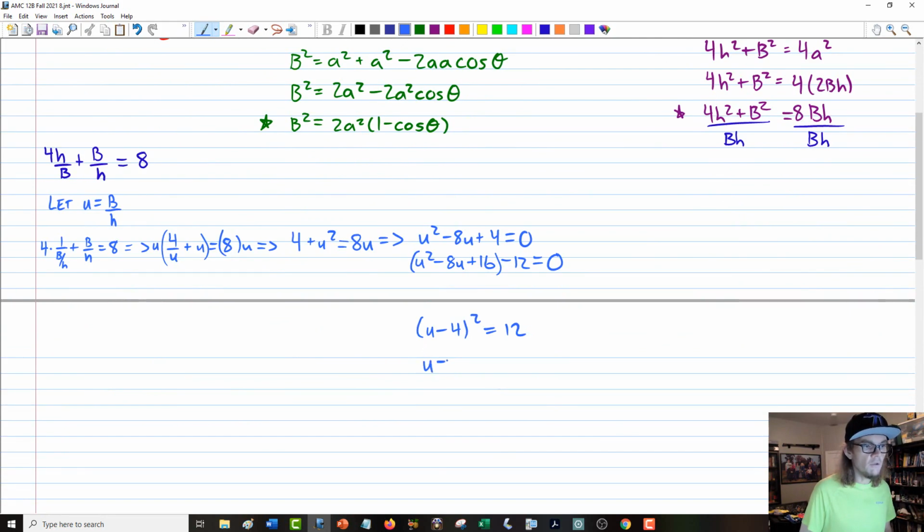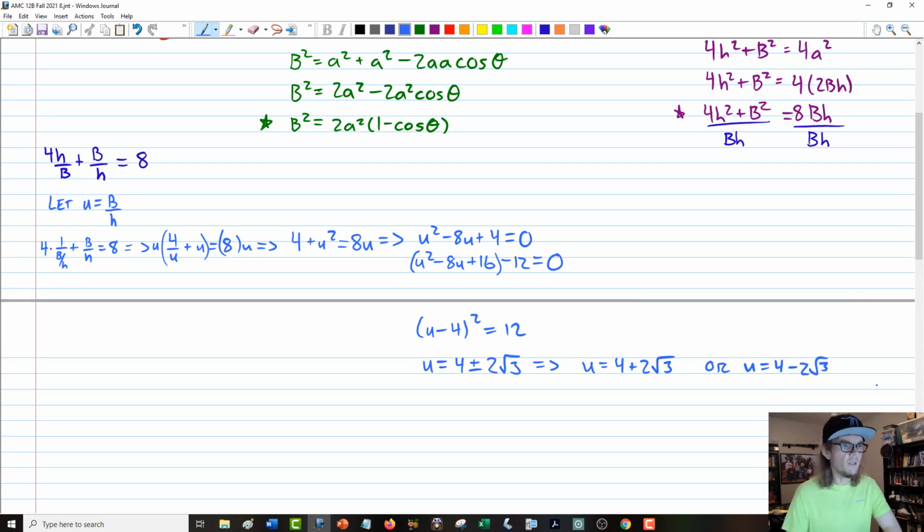And when we solve that for u, we're going to get that u is equal to 4 plus or minus the square root of 12. That's going to be plus or minus 2 root 3. So technically this does give us two options here: u equals 4 plus 2 square root of 3, or u equals 4 minus 2 square root of 3. So let's take a look at each of those possibilities.